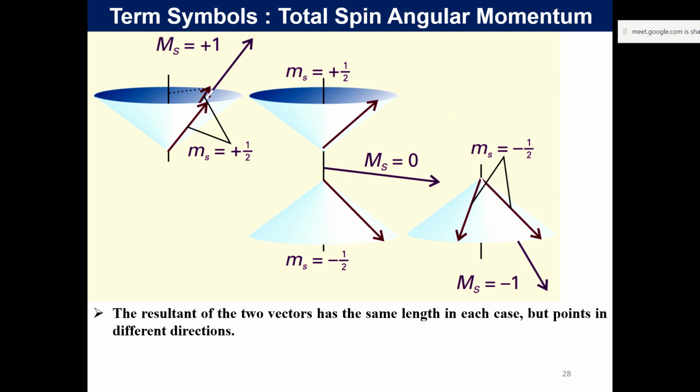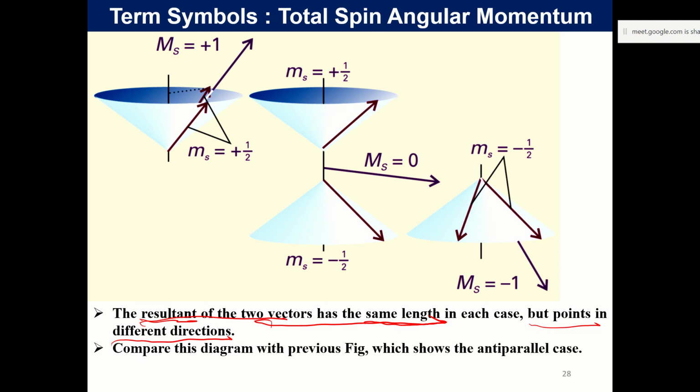The only difference is the orientation. They are pointing in different directions. The vectors have the same length in each case. The resultant vector that we are talking about has the same length, and they point in different directions.